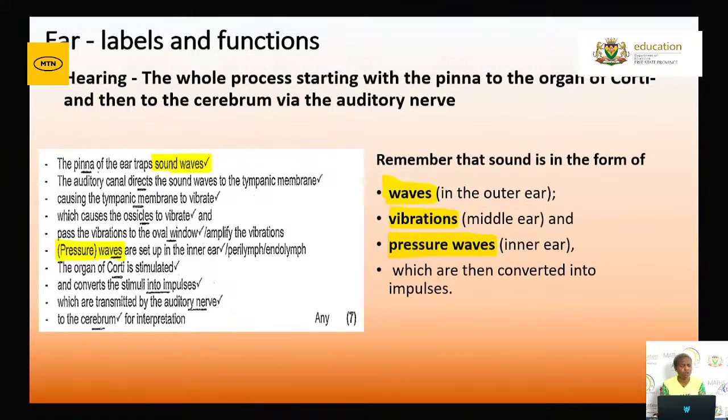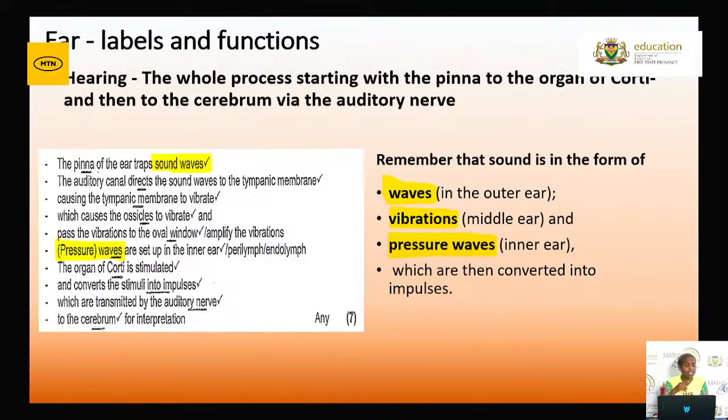And then the functioning of the ear. You remember that the ear is responsible for what? For hearing and for balance. And then on the process of hearing, please remember that the pinna traps the sound waves. It doesn't trap the sound. If you say that it traps the sound, then you will get a 0 mark. It traps the sound waves in the outer ear.